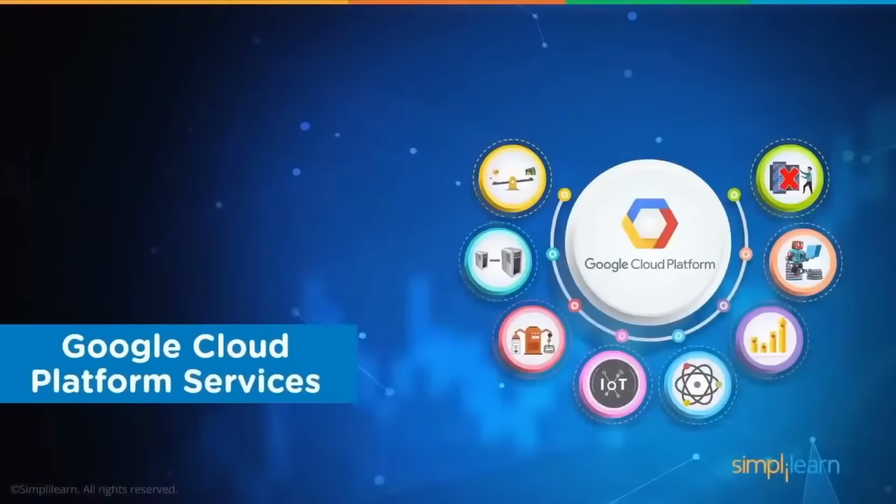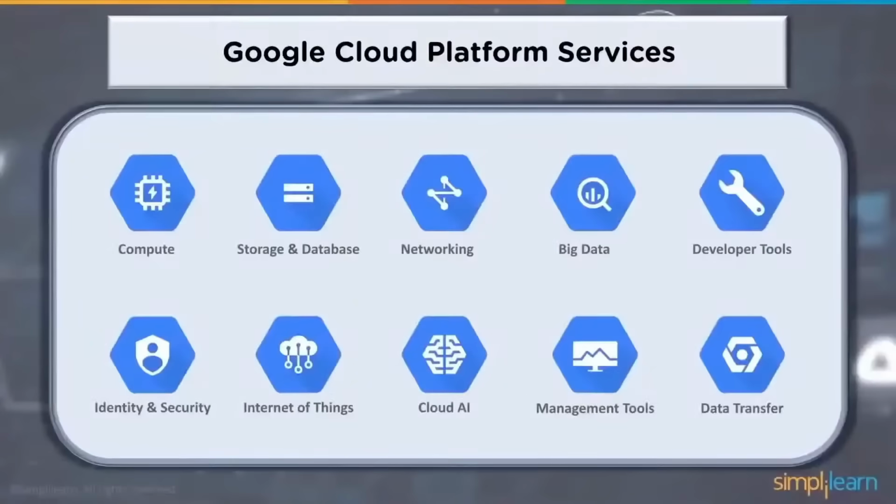When we talk about Google Cloud Platform services, here is a list of services, or I could say high-level domains or categories of services. So you have compute related services, you have storage and database, networking, big data, developer tools, identity and security management, Internet of Things, cloud AI, management tools, and also data transfer solutions.